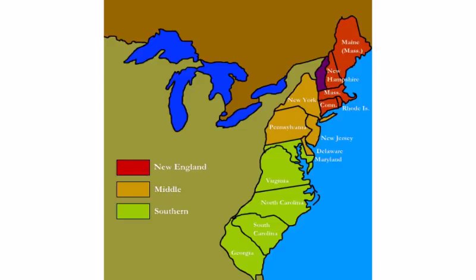The colonies are originally made up of 3 different sections. There's the New England colonies, the Middle colonies, and the Southern colonies. And it's important to know that because these different colonies have some very distinct differences that make them unique from each other. We're going to start up in the far north with the New England colonies.